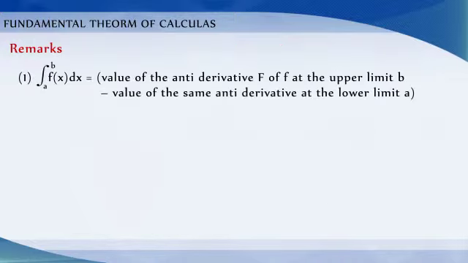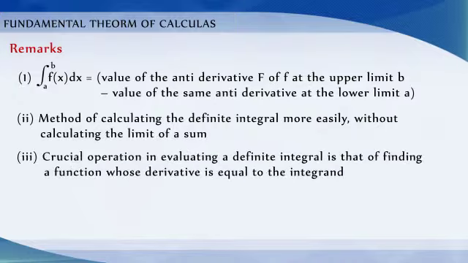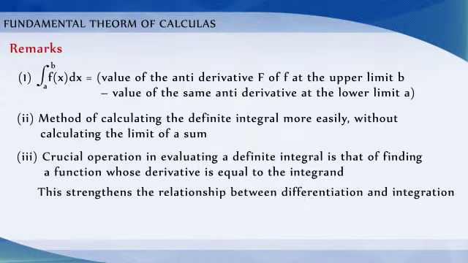Remarks. Integration a to b f of x dx is equal to value of the antiderivative capital F of small f at the upper limit b minus value of the same antiderivative at the lower limit a. This theorem is very useful because it gives us a method of calculating the definite integral more easily without calculating the limit of a sum. The crucial operation in evaluating a definite integral is that of finding a function whose derivative is equal to the integrand. This strengthens the relationship between differentiation and integration.